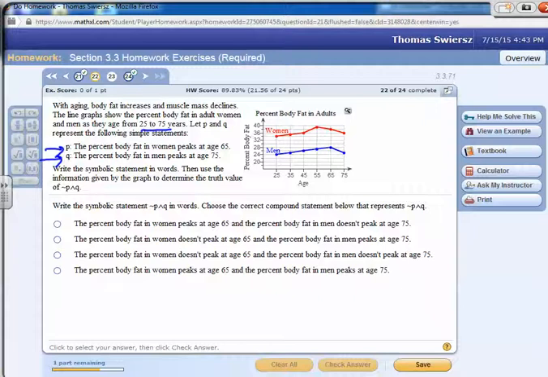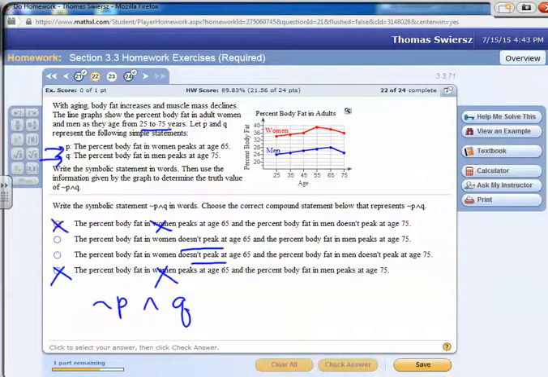Write the symbolic statement in words, then use the information given by the graph to determine the truth value of not P and Q. So not P and Q. Okay, so again, P is the percent of body fat in women peaks at age 65. So the negation of that would be the percent of body fat in women does not peak at age 65. Okay, so it would either have to be this one or this one, does not, right? Because peaks at age 65 is P, so those two are wrong.